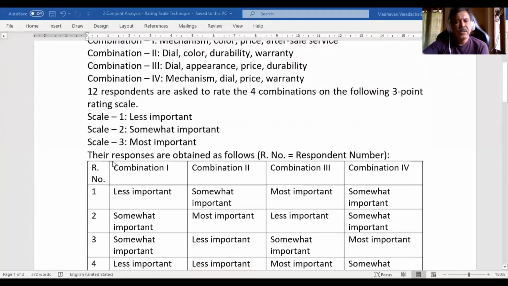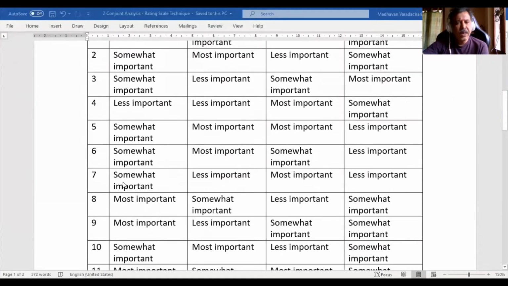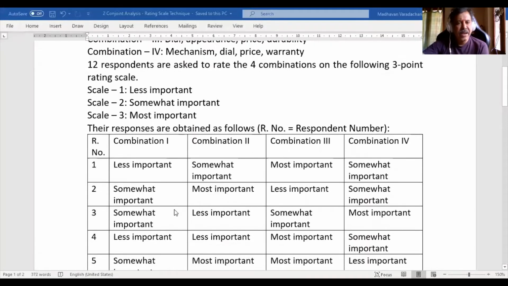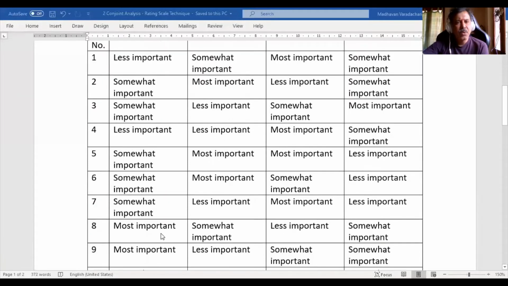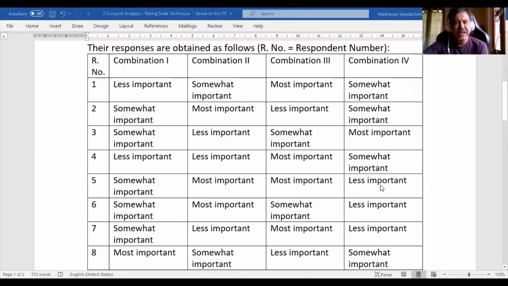So the respondents' responses are obtained as follows. Here we are considering R number as the respondent number. There are 12 respondents, and for each combination, the respondents are rating. For example, respondent one rated the first combination as less important, the second combination as somewhat important, the third combination as somewhat important. Likewise, every respondent has rated the first combination, the second combination, third combination, and fourth combination.